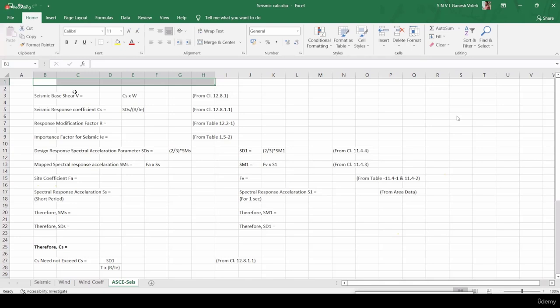Because ASCE 7-5 and 7-10, why I have taken that, I have one reason for that. Although there are some latest codes, there are ASCE 7-16 and ASCE 7-22, 2022 also. But these are just coming out of the publications.